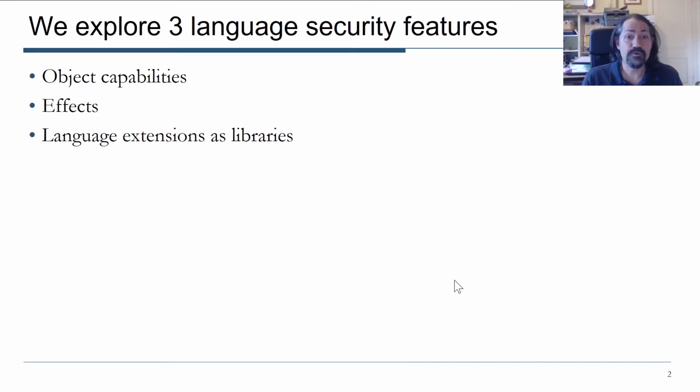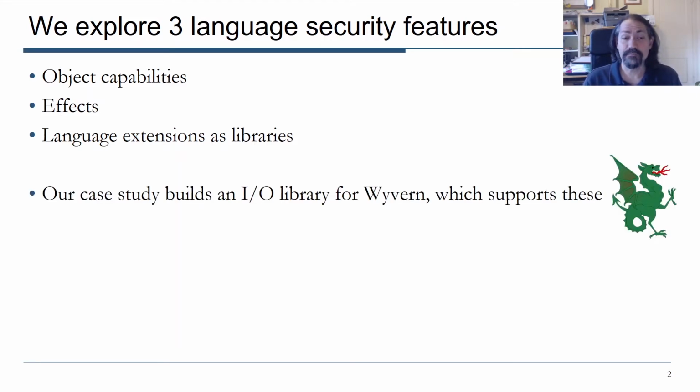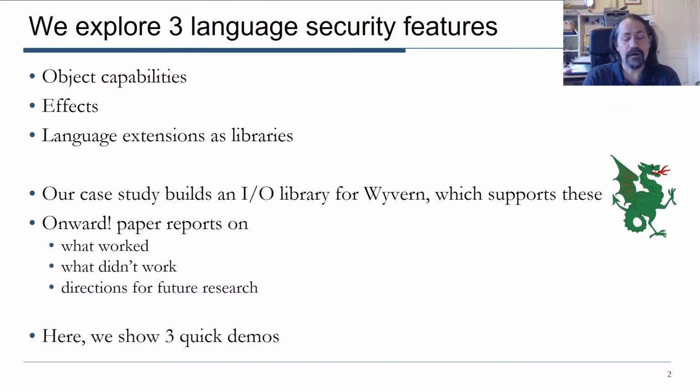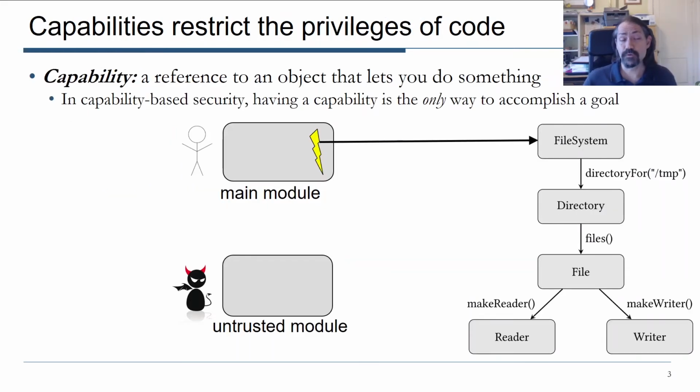In our paper, we explore three language security features: object capabilities, effects, and language extensions as libraries. Our case study builds an I/O library for Wyvern, which supports all three of these features. Our Onward paper reports on what worked, what didn't work, and some directions for future research. Here, we'll show three quick demonstrations of how these language security features could be useful based on our I/O library work. The first feature we'll look at is capabilities, which restrict the privileges of code.